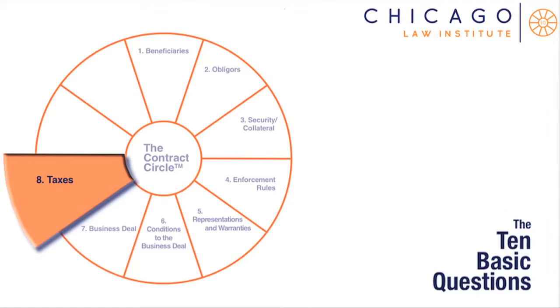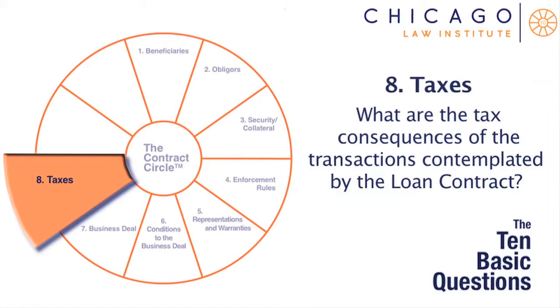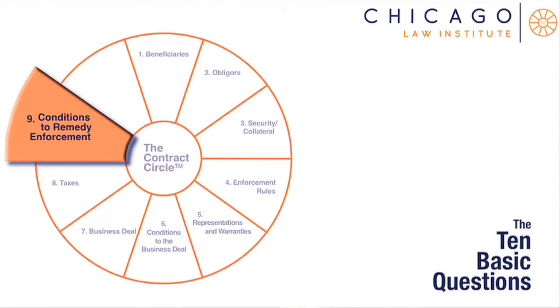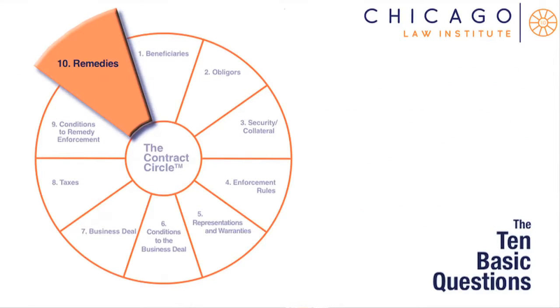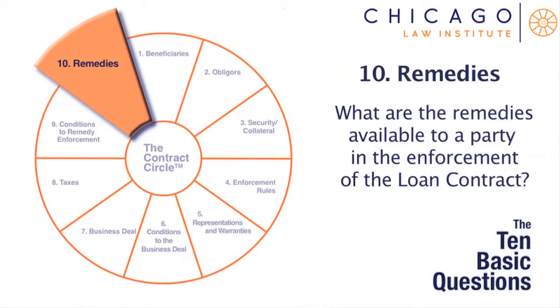Number 8, taxes. What are the tax consequences of the transactions contemplated by a loan contract? Number 9, conditions of remedy enforcement. What has to happen in order for a party to be entitled to enforce its remedies underneath a loan contract? And finally, number 10, remedies. What are the remedies available in the enforcement of a loan contract? That is it. Those are the 10 basic questions that all loan contracts answer. By using those 10 basic questions in our process, you'll be able to successfully analyze and negotiate any loan contract.